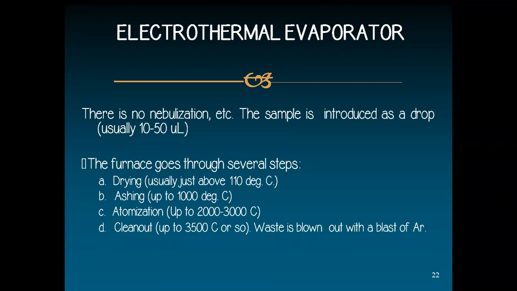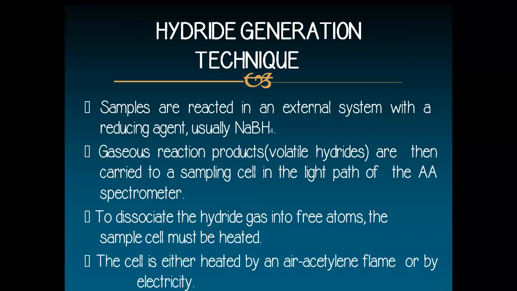Let us just look. So the furnace goes through several steps like drying, which is usually above 110 degrees centigrade to remove all the water. Then it converts into ash, which is at a temperature range of 1000 degrees centigrade. Then atomization, which is usually up to 2000 to 3000 degrees centigrade, and then clean out up to 3500 degrees centigrade or so, and waste is blown out by a blast of argon.